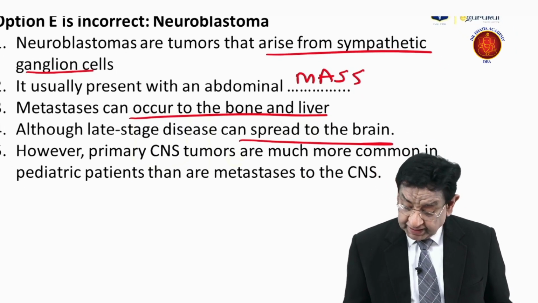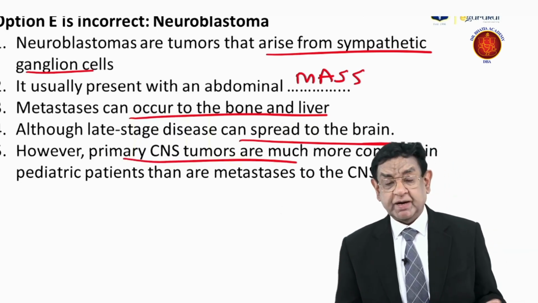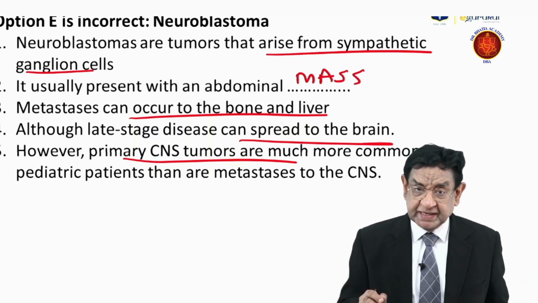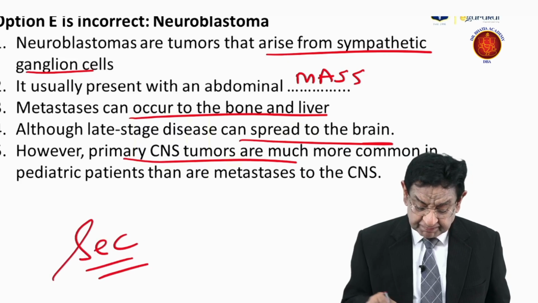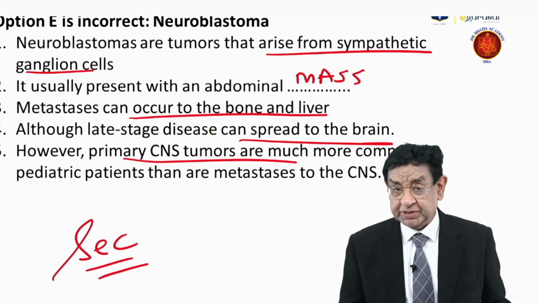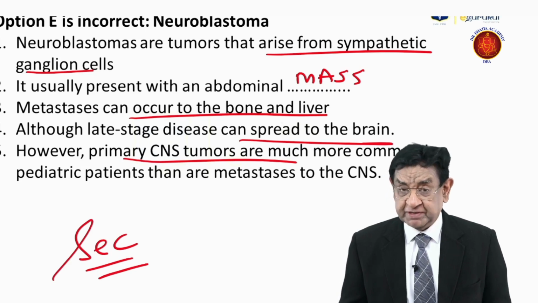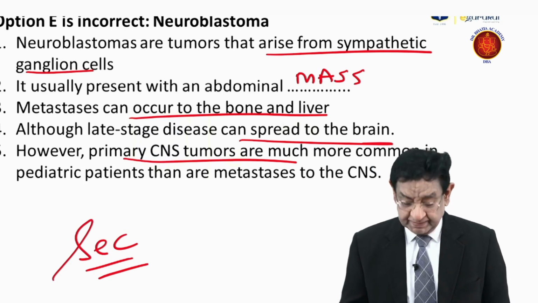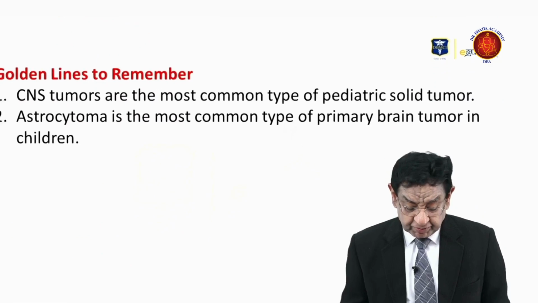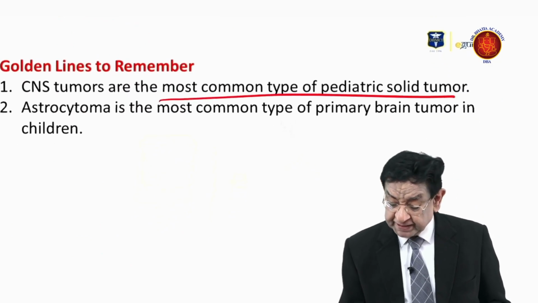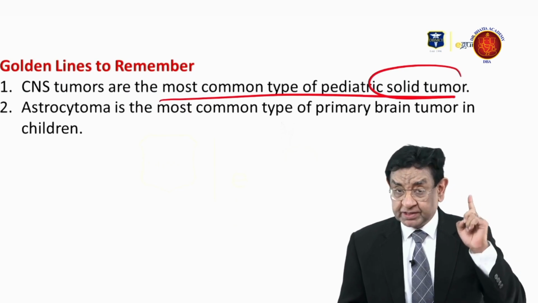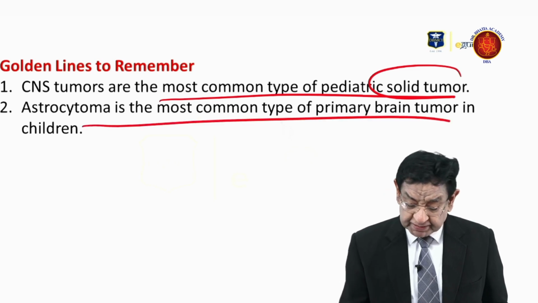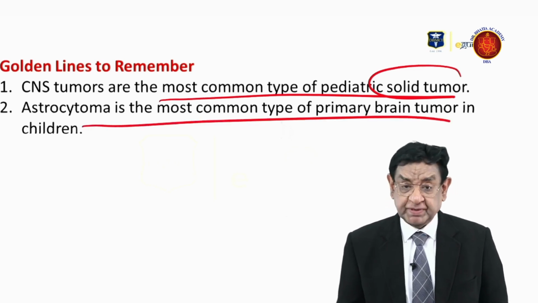Okay. Well, but as I told you, primary brain tumors are much more common as compared to secondary in children. Just to inform you, in adults, secondary brain tumors are much more common as compared to primary. This point should be very, very clear in your mind. So, golden line to remember, CNS tumors are the most common type of pediatric solid tumor. If they ask cancer, then leukemia. Solid tumor is brain cancer, and astrocytoma is the most common type of primary brain tumor in children.